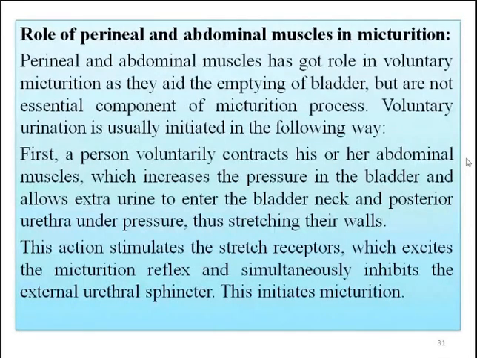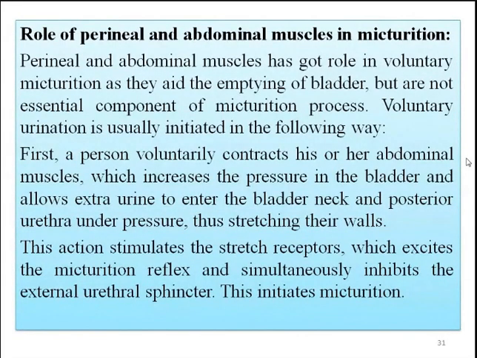Then what is the role of perineal and abdominal muscles in micturition? Perineal and abdominal muscles have a role in voluntary micturition as they aid the emptying of the bladder but are not an essential component. Without the help of perineal and abdominal muscles also, micturition can be done. So voluntary urination is usually initiated in the following way. Only during voluntary urination do we have the role of the perineal and abdominal muscles.